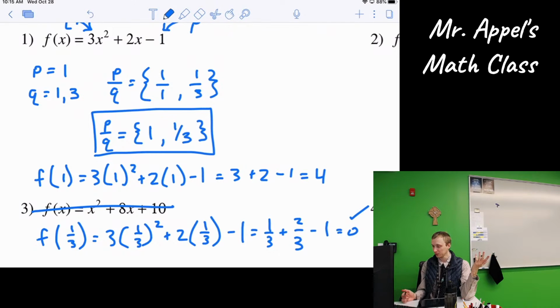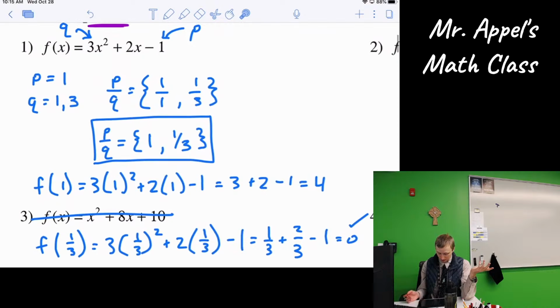Hooray! Where'd the other one go? This is a quadratic. I'm supposed to have 2 roots. I only found one. Only 1/3 worked. What'd I do wrong? Uh-oh, guys, I'm missing something. I skipped a step.